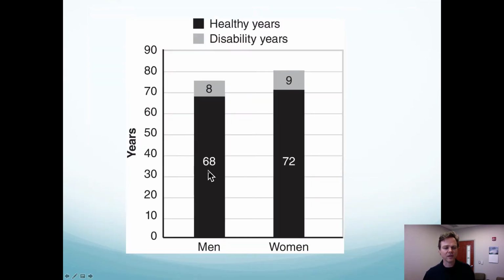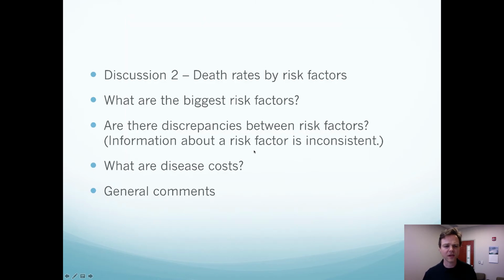And then this is showing how many healthy years and how many disabled years we're living. So this kind of goes a little bit at the quality of life types of issues. The men are living 68, the women are living 72, and then we're living an additional 8 or 9 years. But those years have a level of disability associated with them. So not all the life expectancy is healthy life expectancy.